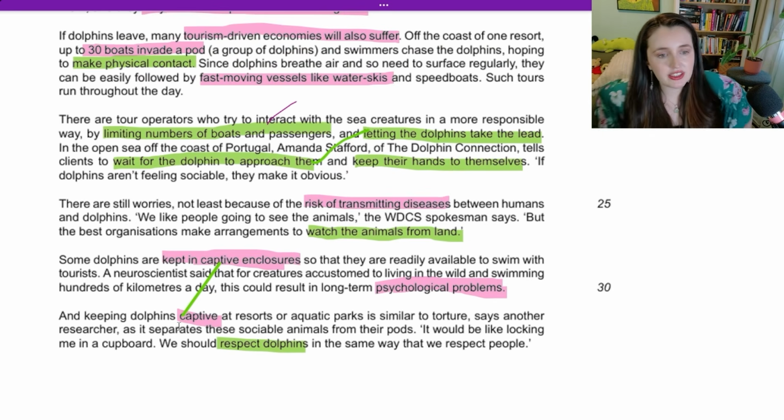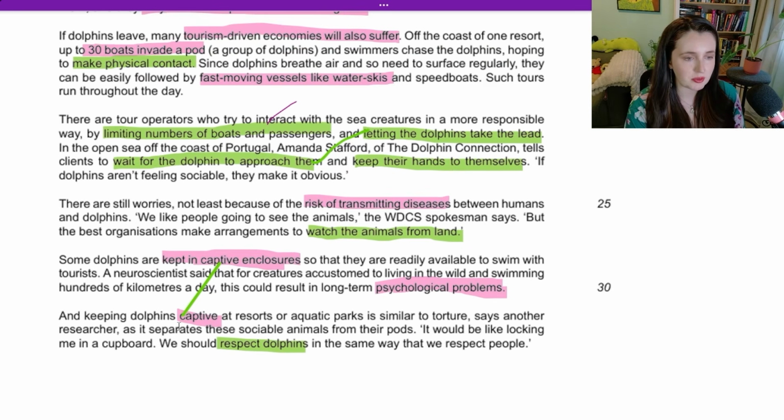There are still worries, not least because of the risk of transmitting diseases between humans and dolphins. We like people going to see the animals, the WDCS spokesman says, but the best organisations make arrangements to watch animals from land. Some dolphins are kept in captive enclosures, so they are readily available to swim with tourists. A neuroscientist said that for creatures accustomed to living in the wild and swimming hundreds of kilometres a day, this could result in long-term psychological problems. And keeping dolphins captive at resorts or aquatic parks is similar to torture, says another researcher, as it separates these sociable animals from their pods. It would be like locking me in a cupboard. We should respect dolphins in the same way we respect people.